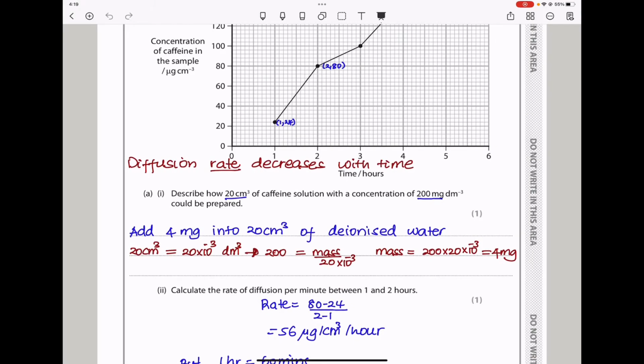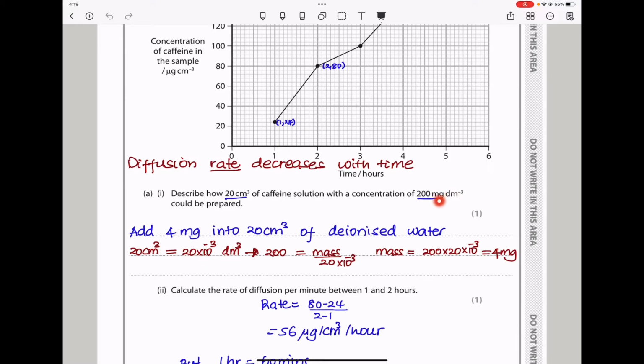So down here they say, describe how 20 centimeters cubed of caffeine solution with a concentration of 200 milligrams per decimeter cubed could be prepared. Here I try to calculate to show you how I obtain my 4 milligrams. We know we are making 20 centimeters cubed, which is the same as 20 times 10 to the power negative 3 decimeters cubed.